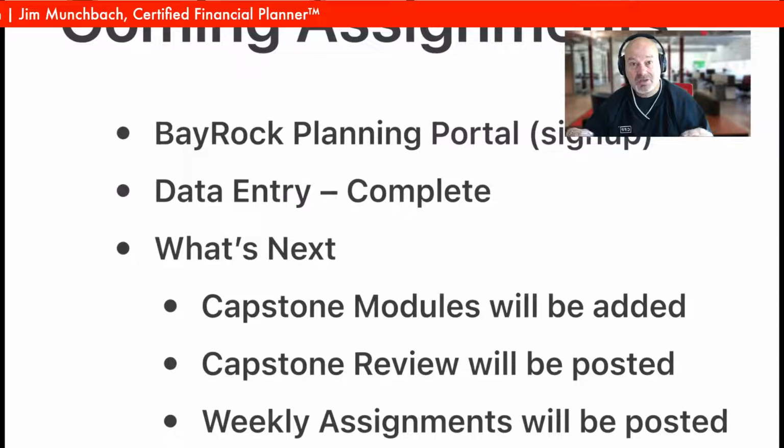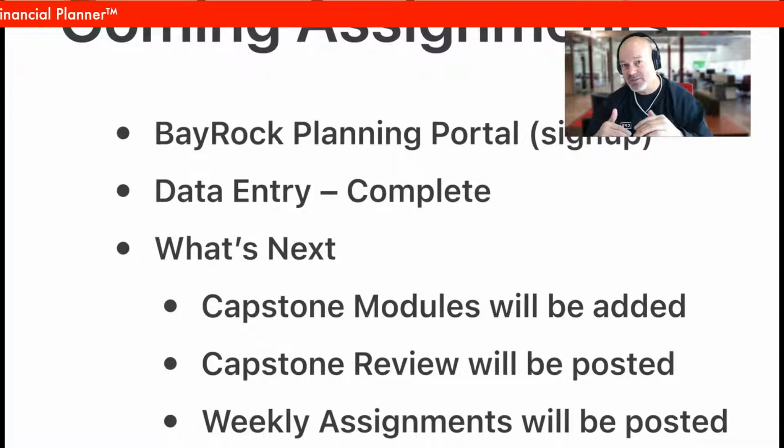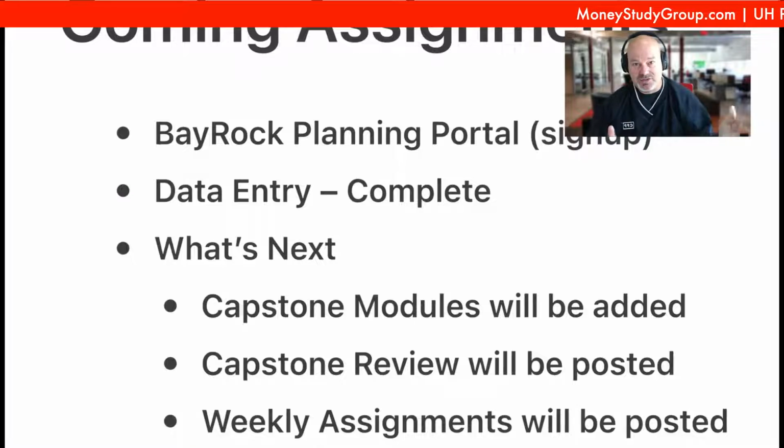When we talk about the capstone assignment, I just want to set the table and draw you a little picture of it. It's really your financial plan that we're going to build together throughout the semester.